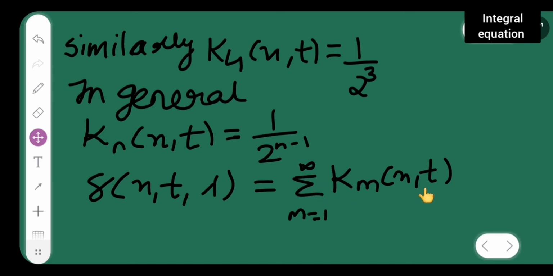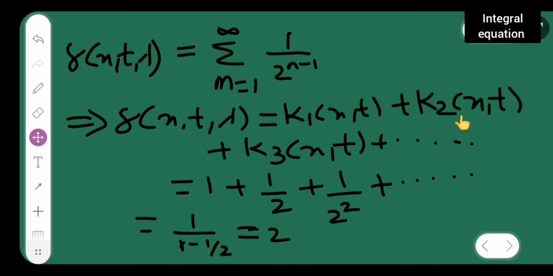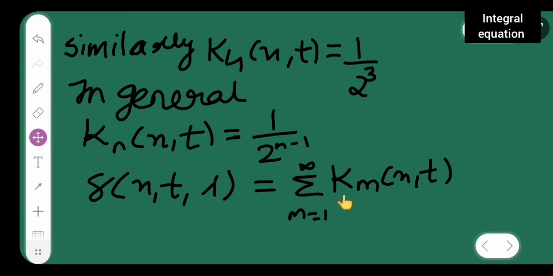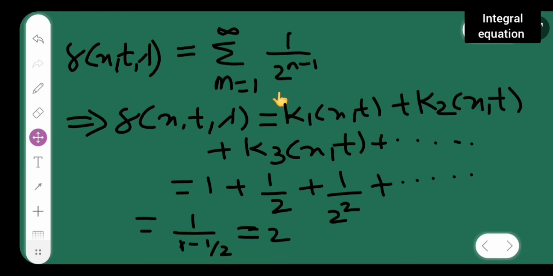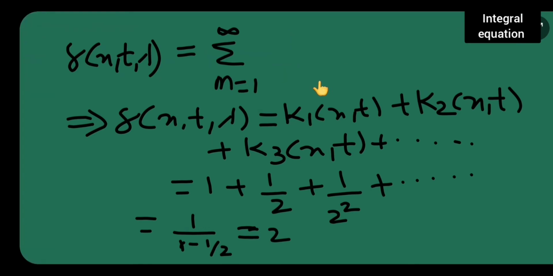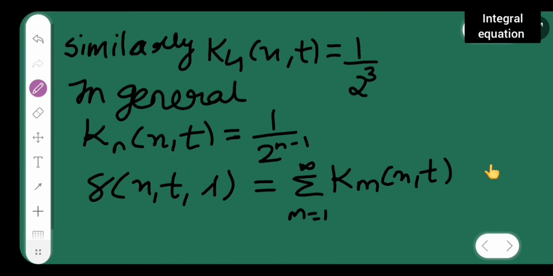Now write this on the next page. So gamma of this resolvent kernel x comma t comma lambda is equal to summation of m is equal to 1 to infinity. Now what is my km of x comma t? It is nothing but 1 upon 2 raised to power of m minus 1, right?